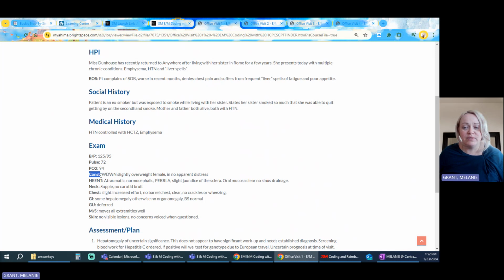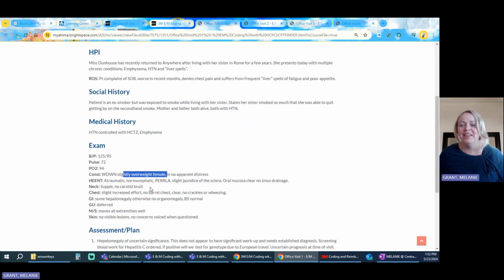Other things like observational, you have an abbreviation here for constitutional. So constitutional just means overall, how did they look? Did they look sickly? Did they look happy? In this case, you have a slightly overweight female, but not in distress. So this is something that they observe, and we do this to each other. It's on a daily basis.